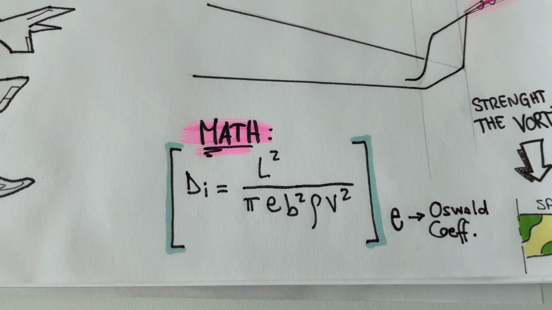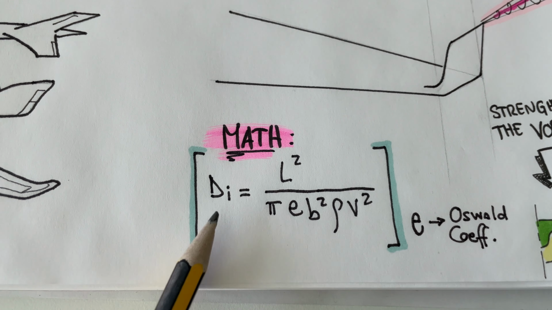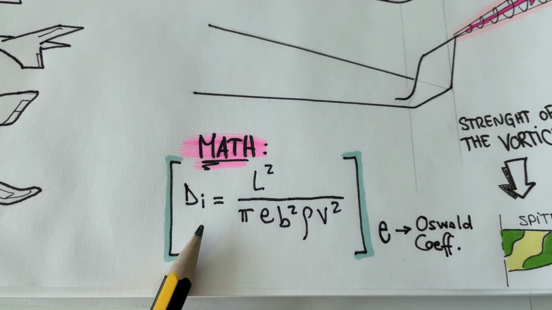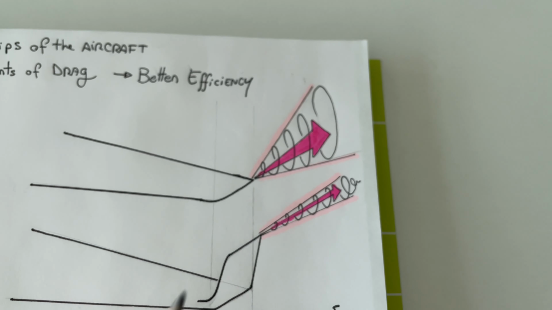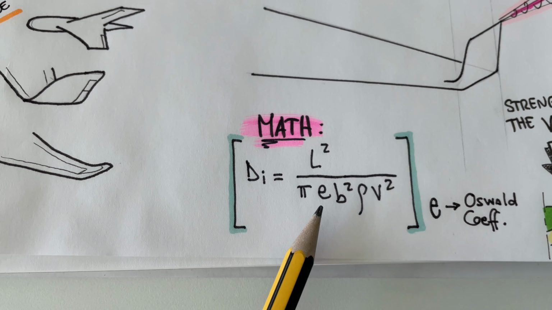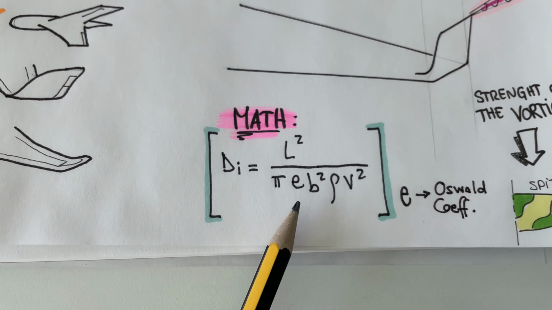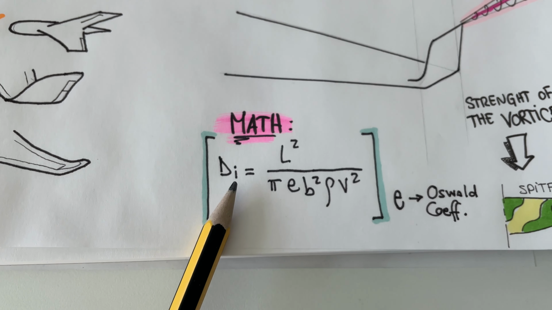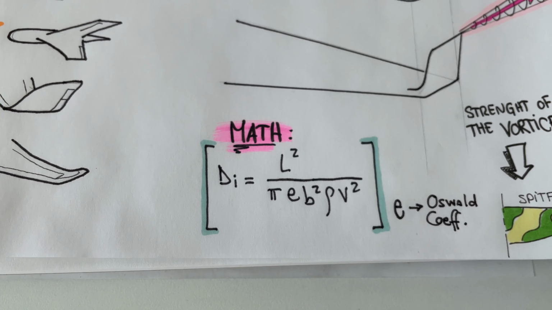So in other words, if we want to reduce this type of drag, we have to find a way to reduce the strength of these vortices. And if you're a designer working on the Oswald coefficient, the higher the coefficient, the lower this part of the drag is going to be.